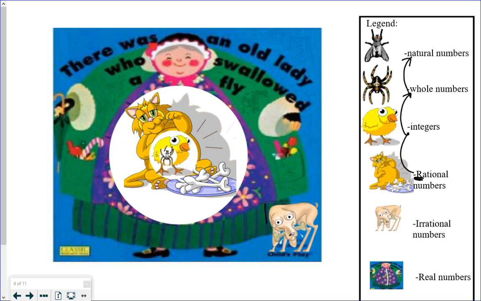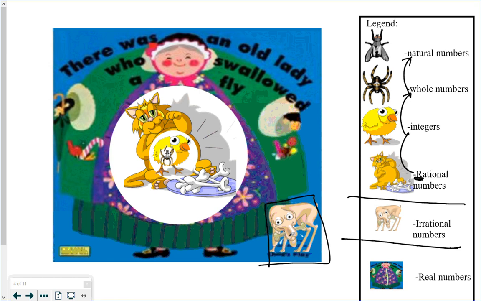Now, notice here is the dog. The dog is part of the story, but did the dog eat the cat? No. The dog is separated. Okay, so if you are an irrational number, you are still a number. You're still part of the story, but you have not been eaten by the cat. And then if you put them all together, you have this whole fantastic little story and song, and that represents the real numbers. Okay?